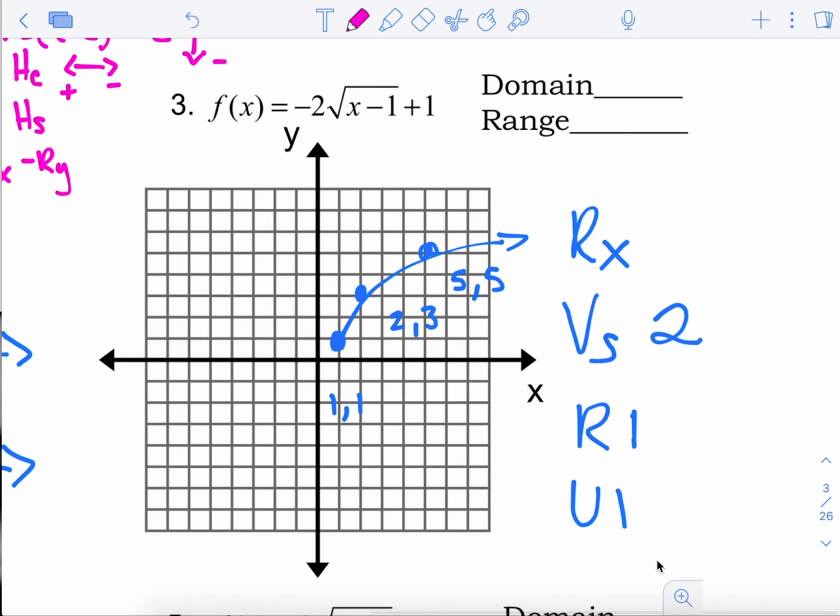Problem number 3. We are going from left to right. So we started at 1. That's where my starting point is. And I go right forever. For the range, we're starting at 1 for the y, going up forever again. So 1 to infinity.